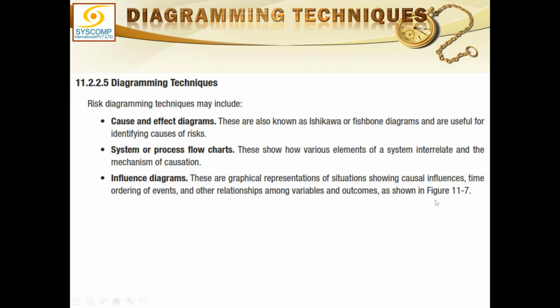As far as the diagramming techniques are concerned, risk diagramming techniques may include the cause-effect diagram. You are both PMPs, you might know the Ishikawa cause-effect diagram or fishbone. This is exactly the same thing we are talking about. These are also known as Ishikawa fishbone and are useful for identifying causes of risks. System or process flowchart. These show how various elements of the system interrelate and the mechanism of causation. How the things travel through the flowchart, and then you can pinpoint where the problem is and naturally what risk is there and at what point. So you can pinpoint it on a flow diagram.